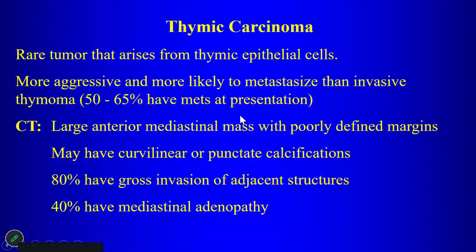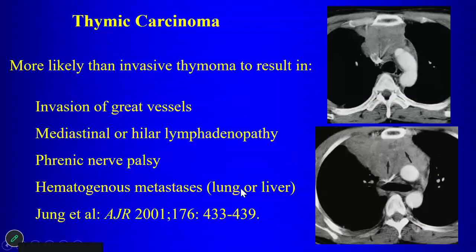Okay. Another type of lesion is thymic carcinoma. This is histologically distinct from invasive thymoma, but this is also malignant. This is rarer than invasive thymoma. These tend to be more aggressive, so these can be associated with metastatic lesions at the time of presentation. They can invade vessels and adjacent structures, and they can have mediastinal lymphadenopathy, and you can have hematogenous Mets with thymic carcinoma. So these are more aggressive looking lesions.